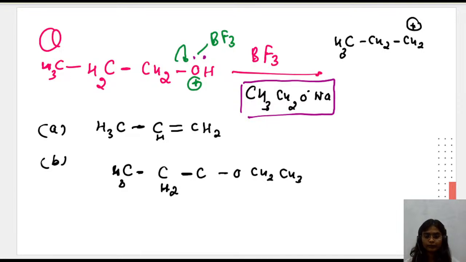Okay, Niharika. You know what this is? The thing which is present in the box, that alcoholic KOH, if you remember, right? So if you have alcoholic KOH, then what are we getting? The double bond, or like nucleophilic addition or substitution, I'm sorry.